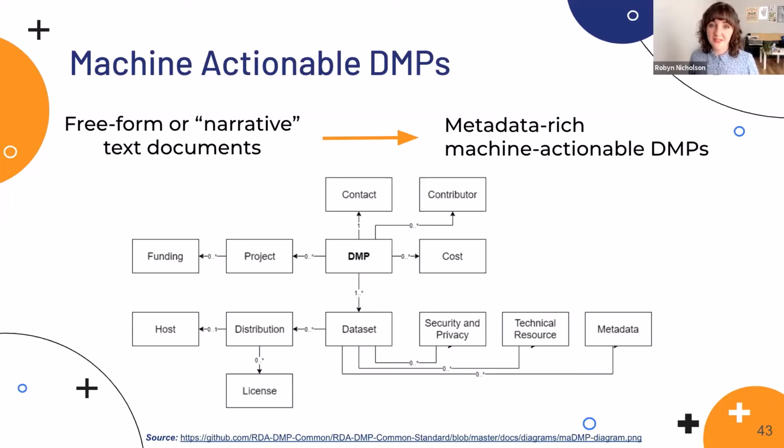This machine actionability facilitates the exchange of information between systems, acting on behalf of stakeholders involved in the research lifecycle, such as researchers, funders, repository managers, and librarians, thus creating a rich web of linked information, such as in this diagram here. The idea is not only to facilitate the FAIRness of DMPs, so the findability, accessibility, interoperability, and reusability of DMPs as research objects, but can also lessen the administrative burden for everyone involved, researchers and funders alike.